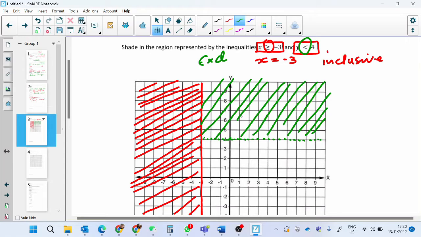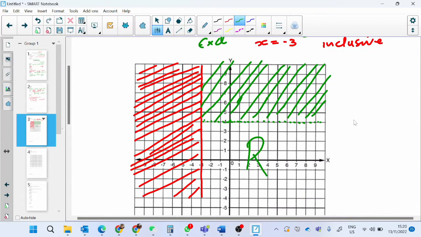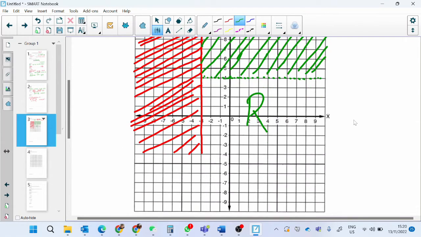Okay, so this is how we can do it, and this is the region which we can write as R. In other words, in this graph, the alternate way is that you can shade the region which is required. I have shaded the region which is not required, and the region which is required I have written R.